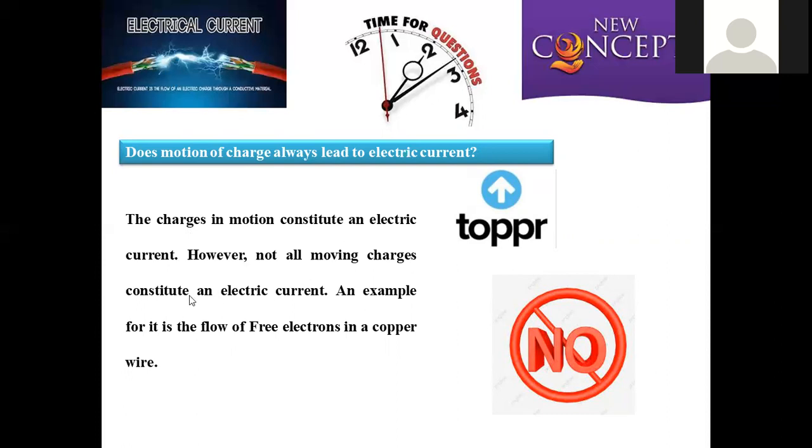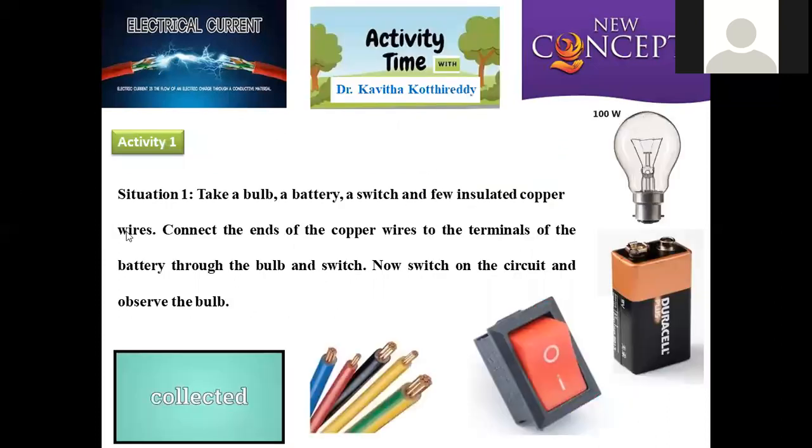However, not all moving charges constitute an electrical current. An example for it is the flow of free electrons in the copper wire. So all moving particles may not be responsible for the passage of electrical current, but a few particles, especially in copper wire, flow as electricity, but not in all the cases. So this is the answer I collected from Topper. And it is not always possible to collect the electrical current passage.